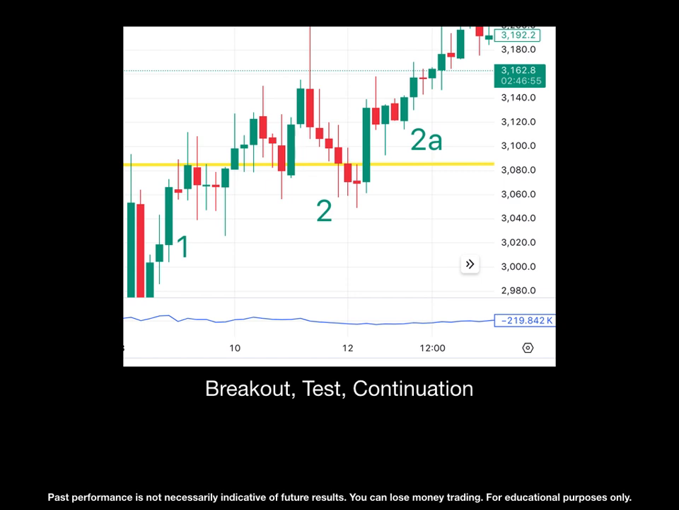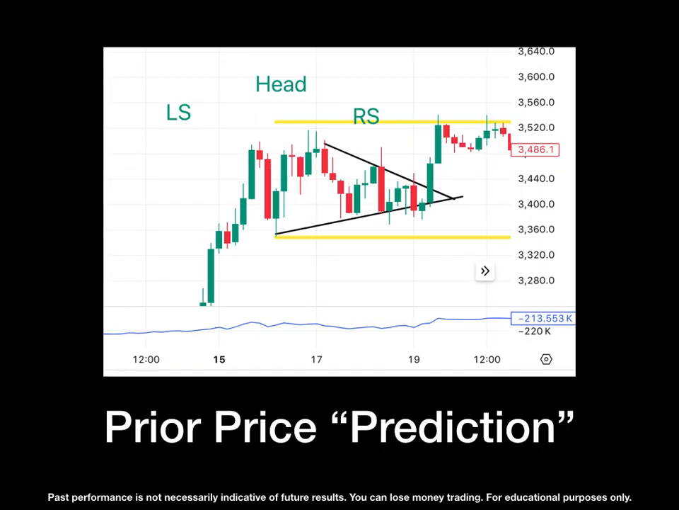And then at 2A, we see a wide range bar back up above the resistance zone, and that's the continuation of the breakout. So we know we found a valid breakout with a possible further up move to come. And that's exactly what we get.